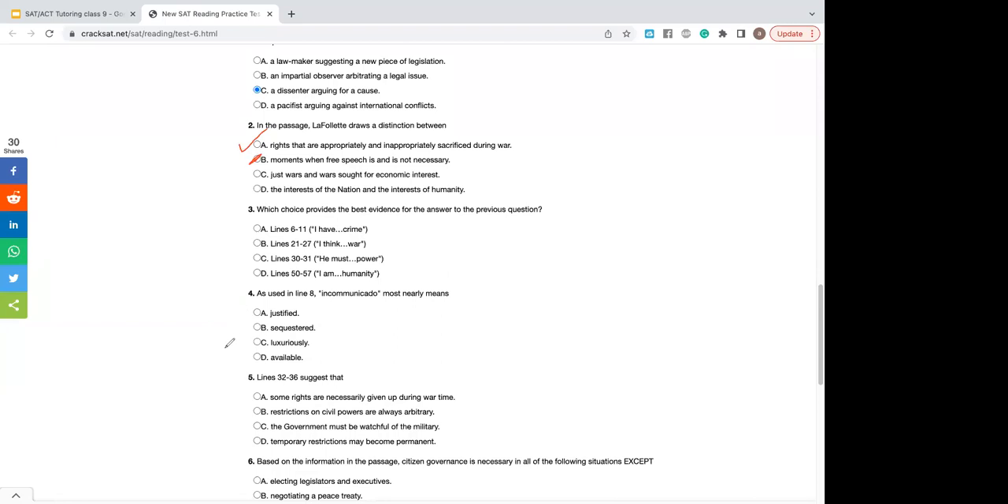Just wars and wars sought for economic interests. No, nor does he talk about the difference between these two. So nope. The interest of the nation and the interest of humanity, it does say that multiple times. However, he doesn't draw a distinction between the two. Therefore, D is not the answer. And A is our remaining answer.